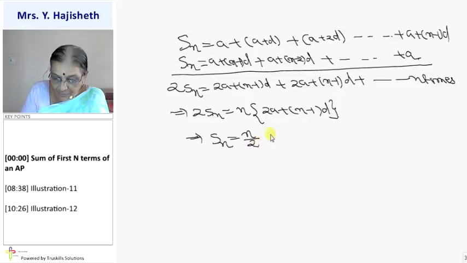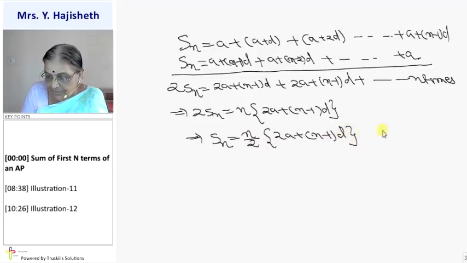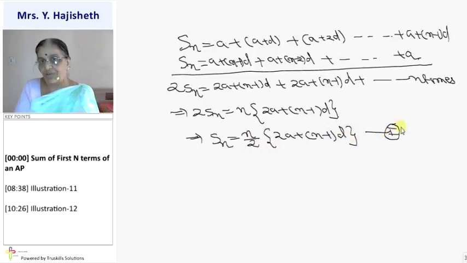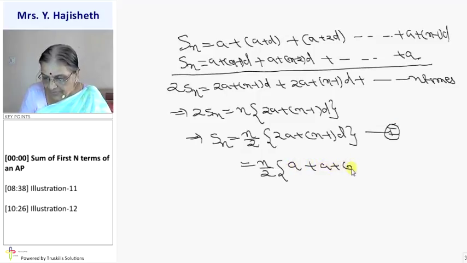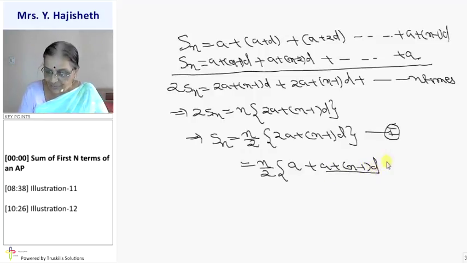The formula is n by 2 in bracket 2a plus n minus 1 d. You know what a represents, what d represents, and what n represents. This is one formula. Another way of writing this formula is, I split up 2a as a plus a, and one a I have taken with n minus 1 d. So this is going to become my nth term.